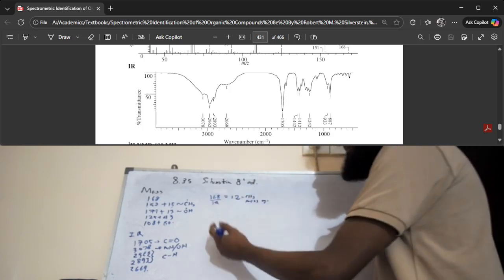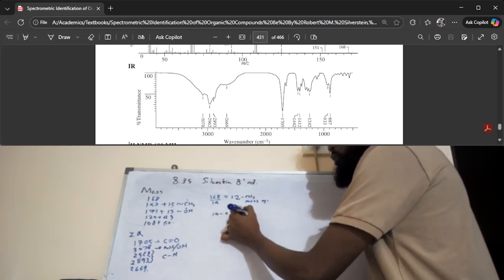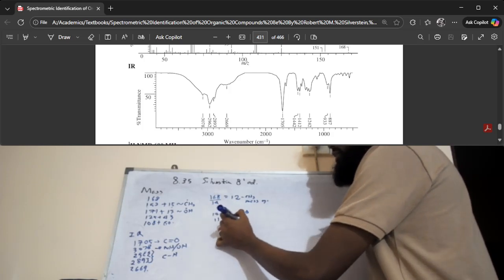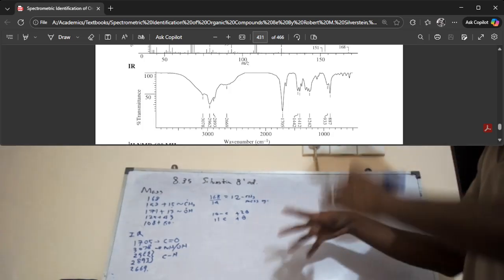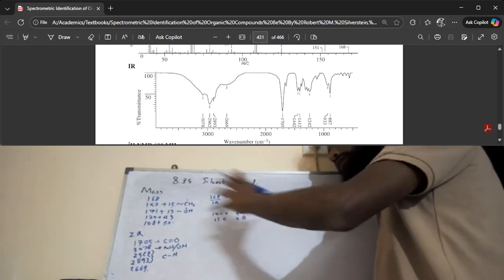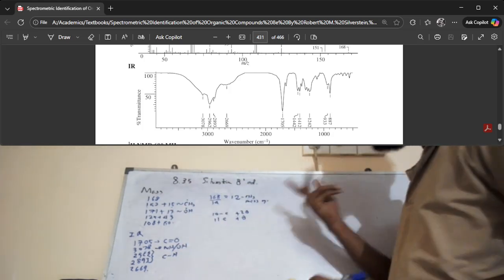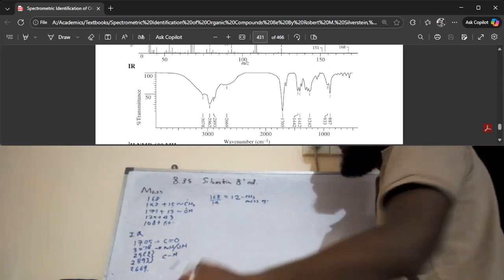Now what that means is we might have a 10 carbon chain plus 2 oxygens, or we could have an 11 carbon chain plus 1 oxygen. It helps me get an idea of what might be the length of our chain. It gives an idea on what might be the number of carbons, and it helps as we go along.